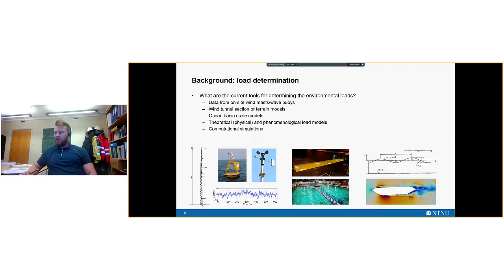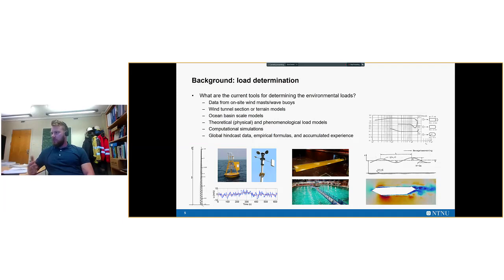And today we have also come far with computational simulations. This is again based on a physical model, some physical underlying equations that describe the problem. And lastly, we might have some experience from the engineering community. We have empirical formulas and also hindcast data from the bridge site under consideration. So these are quite a large amount of sources that all contribute to determining the loads on our structures.